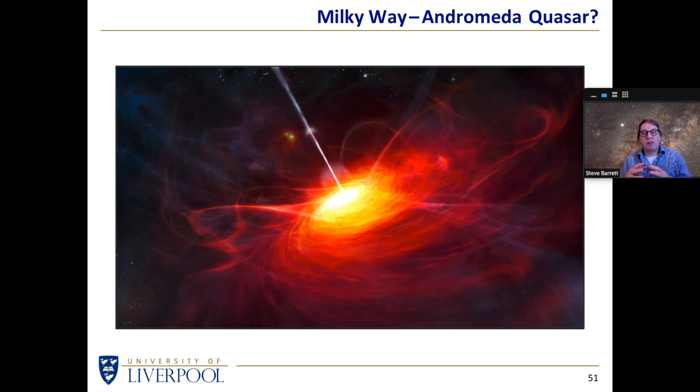Well, maybe by this time the sun will have finished its life and will have turned into a red giant and the Earth will be no more. Maybe we'll have to observe this from a slightly greater distance to appreciate the wonders of the Milky Way Andromeda quasar, if that's indeed what happens.